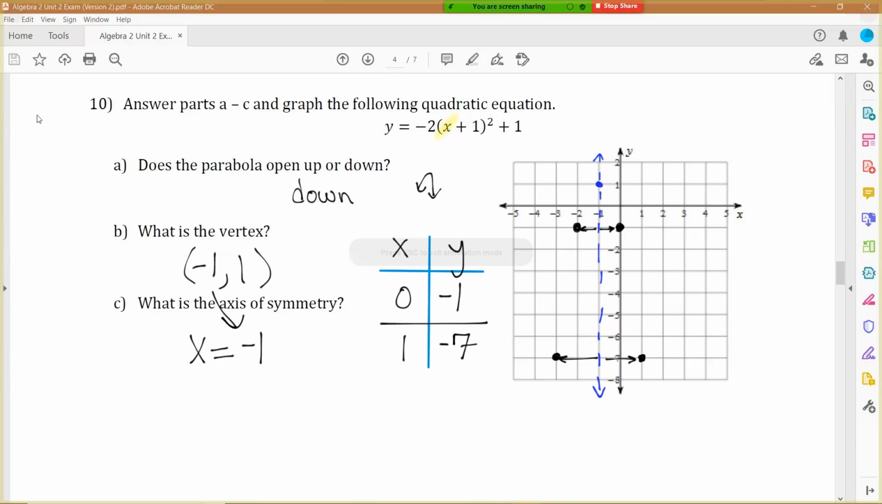Oof, maybe. The graph doesn't have to be beautiful. Mine never is. Questions on this one?